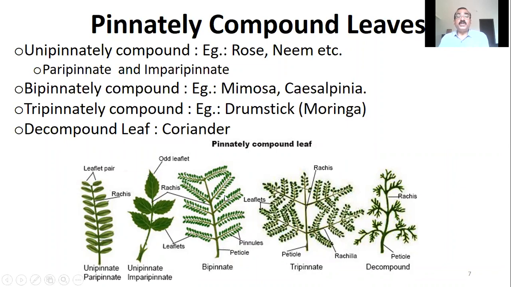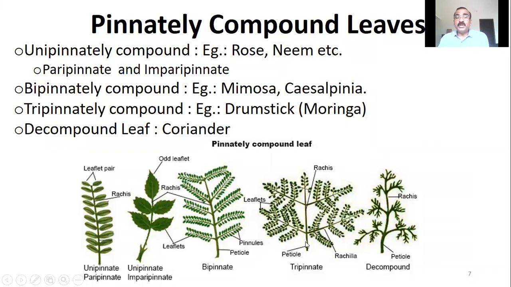The bipinnately compound may be again paripinnate or imparipinnate, depending on whether all the leaflets are in pairs or one unpaired leaflet in the tip of the branches of the rachis. Coming to tripinnately compound, here the rachis is divided 2 times. Imagine this is the main rachis, this is the first branch, this is the second branch.